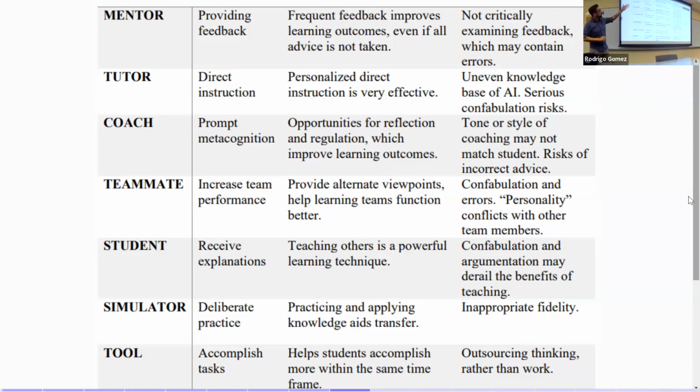So, okay, great. Uneven knowledge base of AI, serious confabulations. So this is showing you sort of what it can do, but also what the risks are. This is a great tool, right? Okay, I understand if this is a possibility, then this is where it can go wrong. If this is what it aims to do, then this is sort of how I can understand it more profoundly.